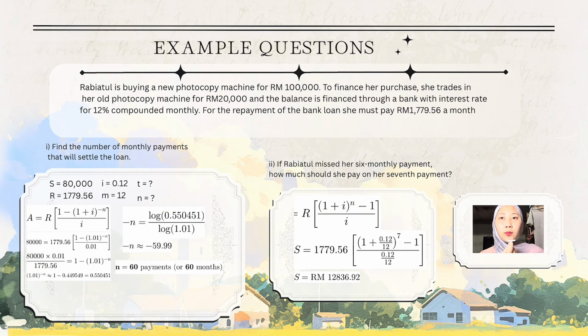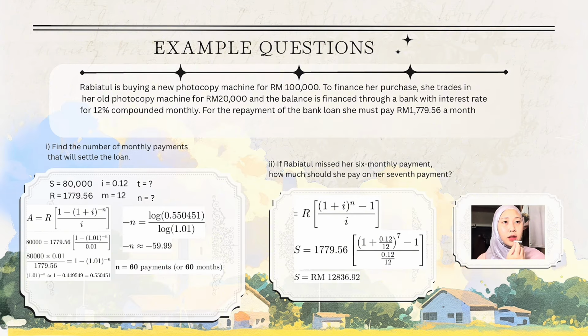8,000 multiplied by 0.01, divided by 1,779.56, equal to 1 minus 1.01 to the power of negative N. Negative N equal to log 0.550451 divided by log 1.01. Negative N equal to negative 59.99. N equal to 60 payments, or 60 months.